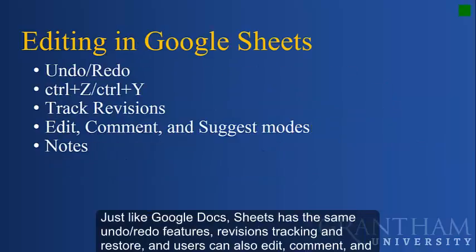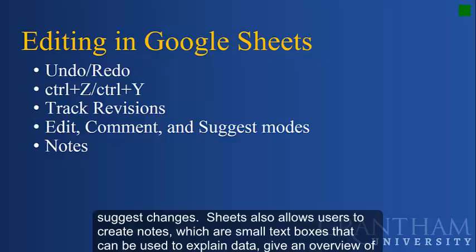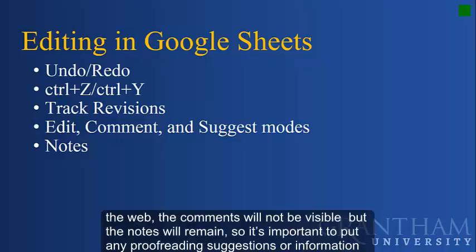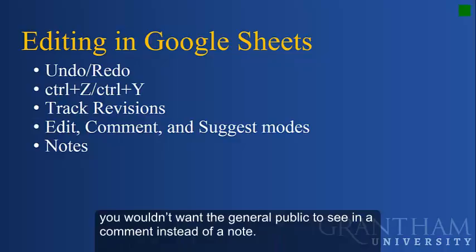Just like Google Docs, Sheets has the same undo-redo features, revisions tracking, and restore, and users can also edit, comment, and suggest changes. Sheets also allows users to create notes, which are small text boxes that can be used to explain data, give an overview of the spreadsheet, and comment on data itself. The difference between notes and comments is that if a sheet is printed out or published to the web, the comments will not be visible, but the notes will remain. So it's important to put any proofreading suggestions or information you wouldn't want the general public to see in a comment instead of a note.